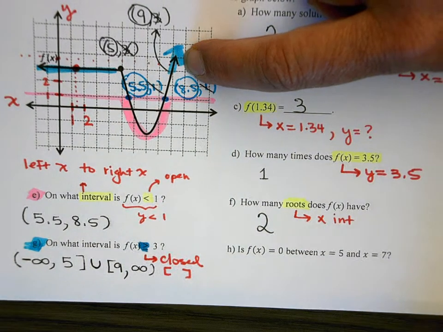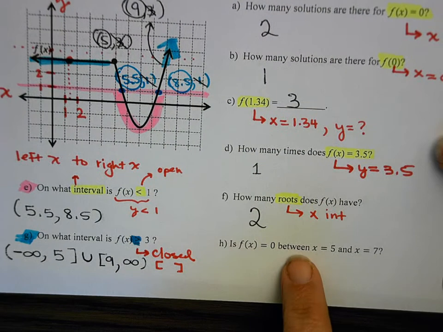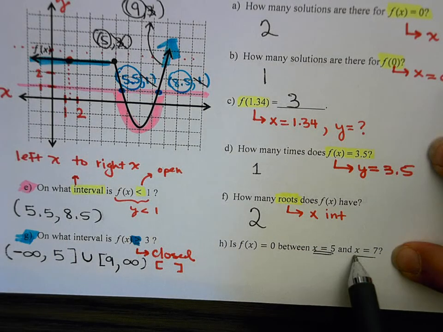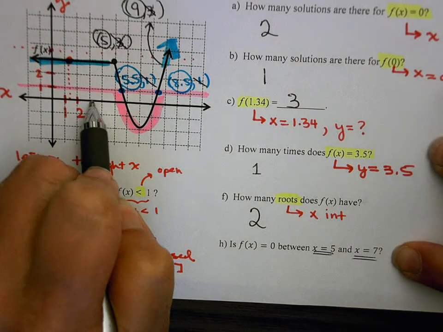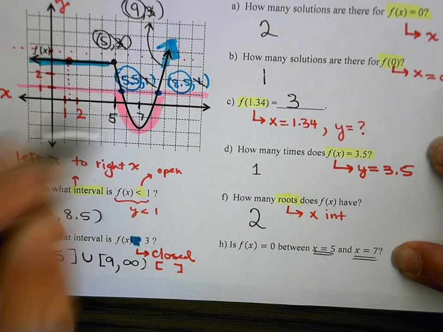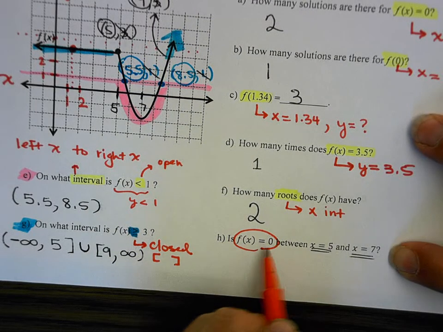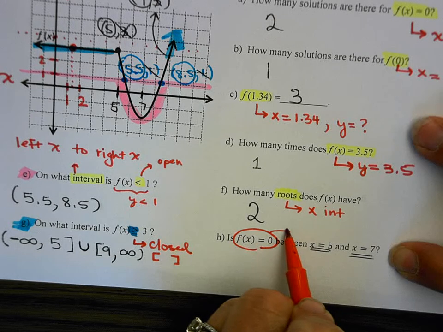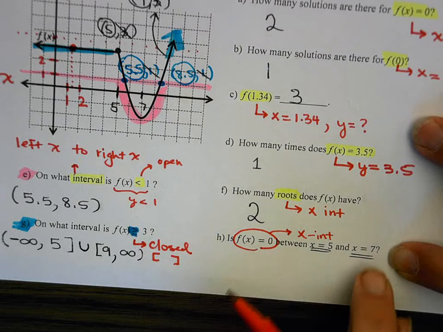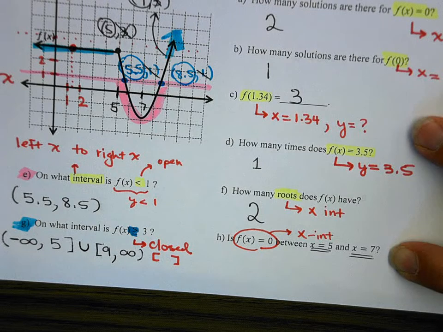Okay. All right, and then the last one here, so h, is f of x equal to 0, somewhere between 5 and 7. So let's go to where x is 5 and x is 7. Let's start with that. So 5 is right here, and 7. So is f of x equal to 0? So remember, f of x equaling 0 means that y is equal to 0. And if y is equal to 0, that means we are looking at an x-intercept. So is there an x-intercept somewhere between 5 and 7? And there is. There's one right there. So then the answer to this would be yes.